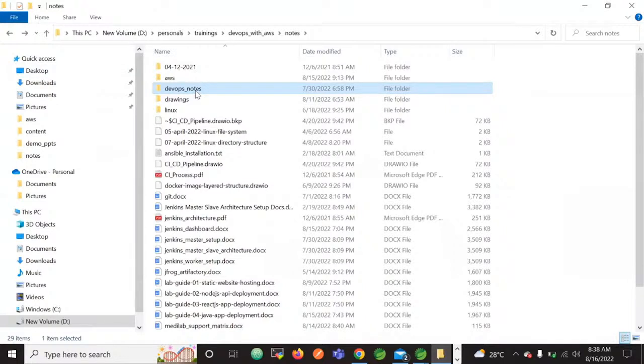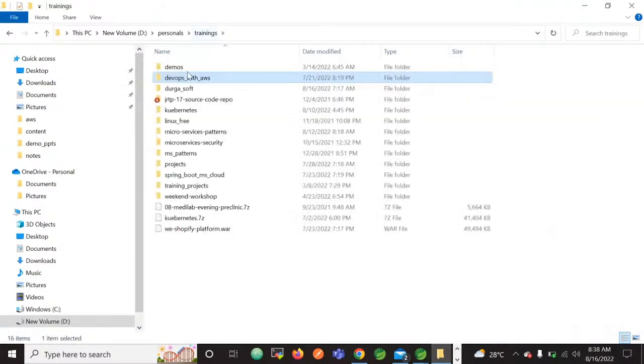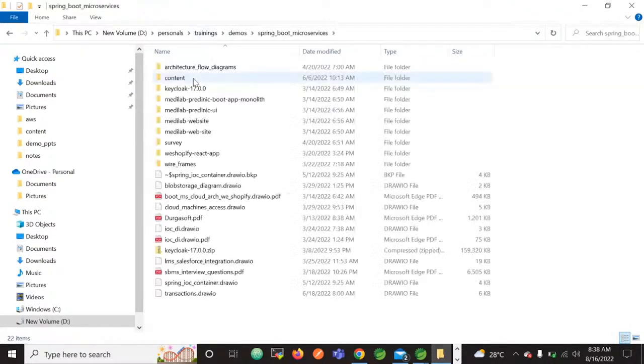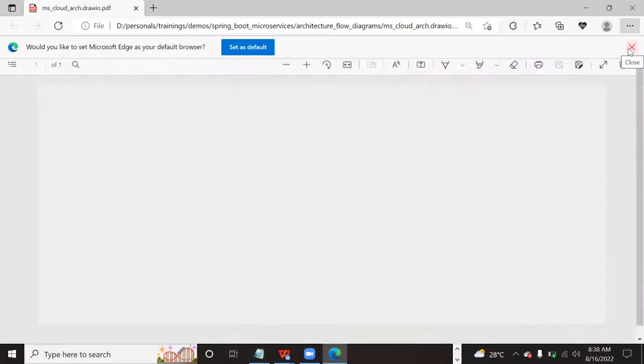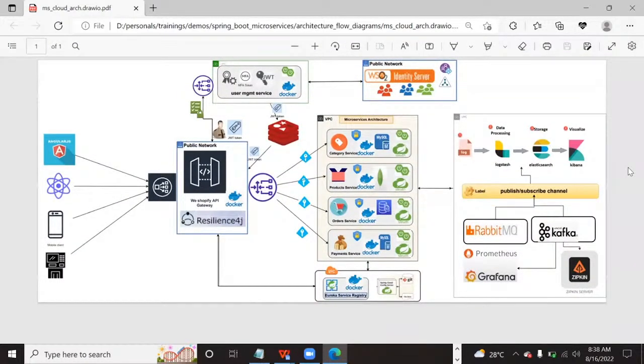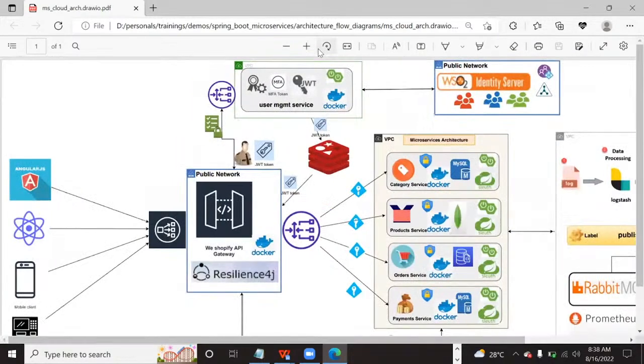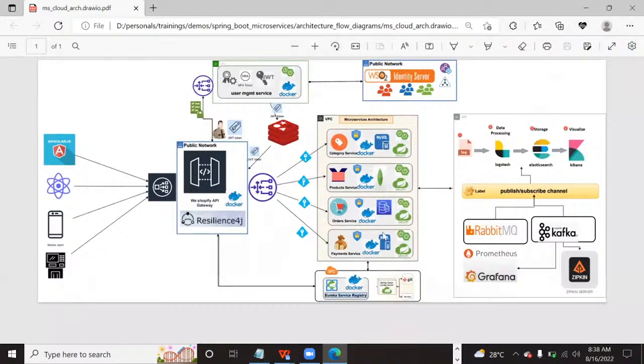Here we will use the Kubernetes cluster. Let me first explain the microservices I mentioned, the fifth project. Let me take the cloud architecture first. This is the cloud architecture, the microservices architecture. If you can see here, these are all now on AWS. What we will do is automate these services using DevOps.